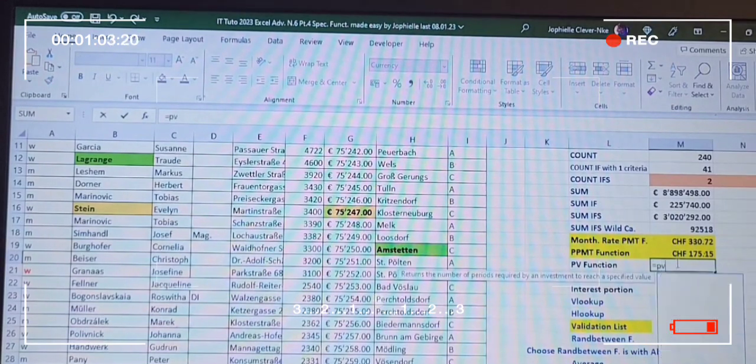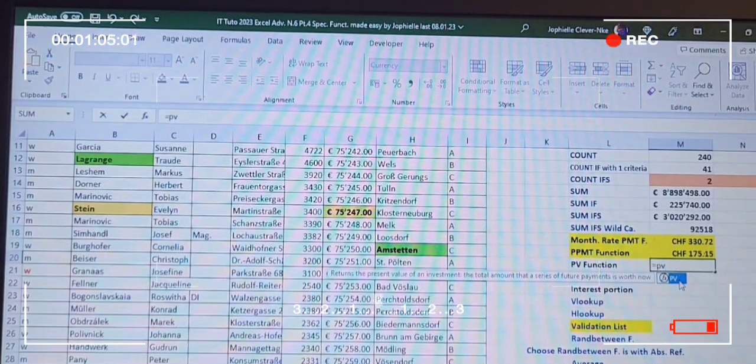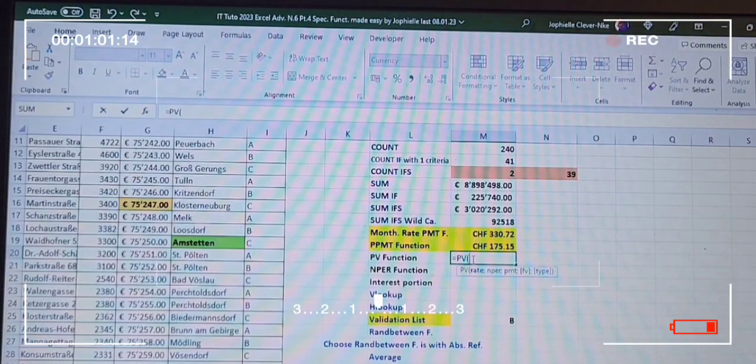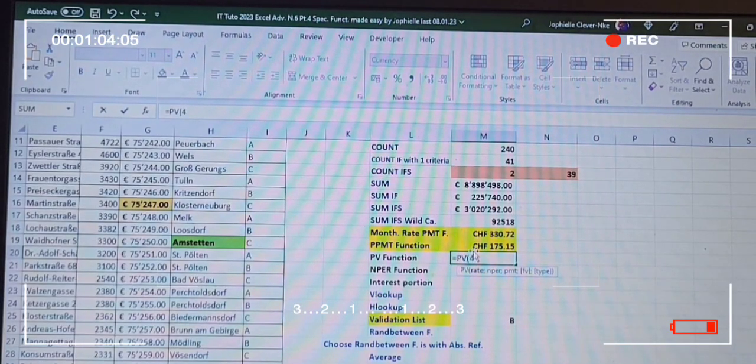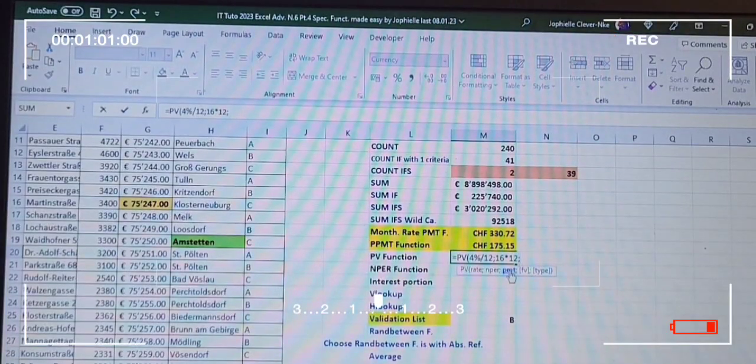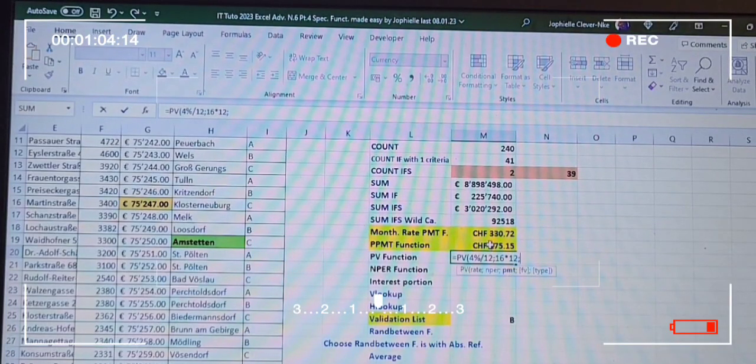So we insert PV, and then again the rate, let's take the same one, /12, and then again the NPER, let's put the same, 16 multiplied with 12. And then they are asking us for the payment value. Let's insert our payment value, this one. So we choose this cell, and then the future value, let's put 12,000 again.